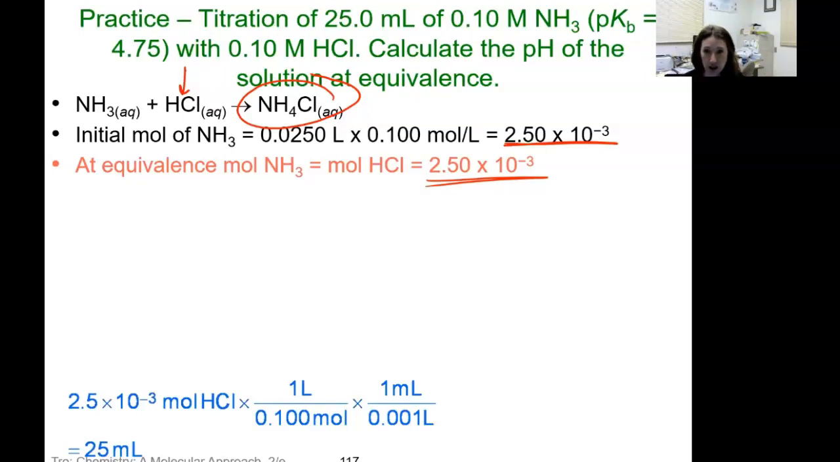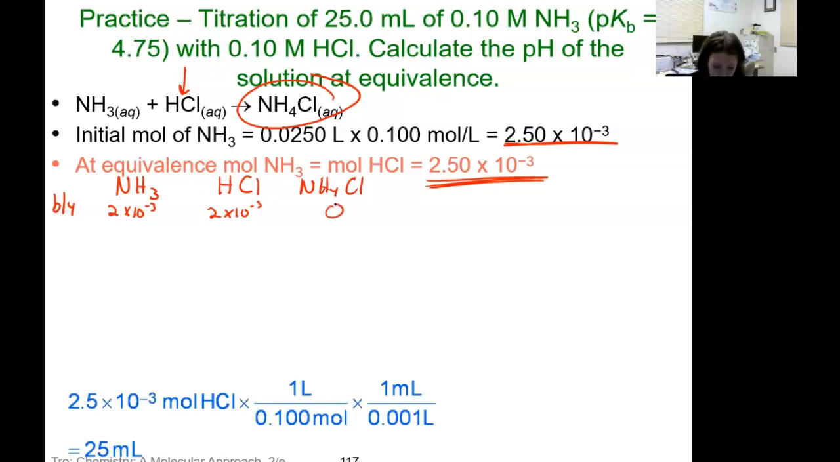Now for this question, we have to figure out how much we've added. So if I do my moles table, so if we have NH3, I'm just going to make this bigger right here. So if I have before, and we have NH3, HCl, and NH4Cl. So before, we have 2 times 10 to the negative 3. And 2 times 10 to the negative 3, because they're the same, because we're at the equivalence point.